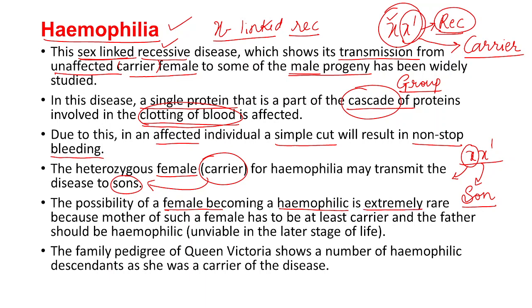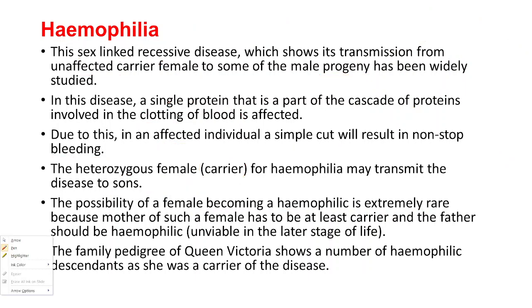Next one, the possibility of a female becoming hemophilic is extremely rare. Why? Because for a female to be affected, she should have the homozygous condition. Only in the case of X dash and X dash will she get this particular disease.